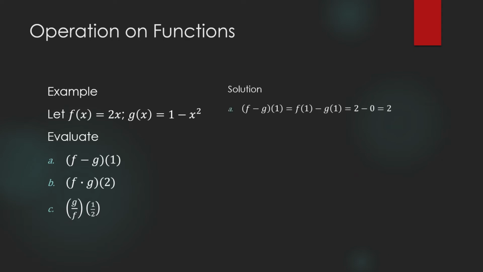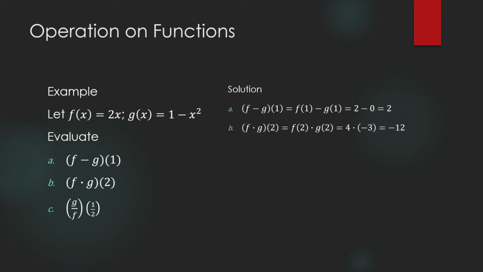(f - g)(1) is the same as f(1) minus g(1). What is f(1)? f(1) is 2 times 1, which is 2. What is g(1)? g(1) is 1 minus 1 squared, which is 0. So (f - g)(1) is equal to 2.